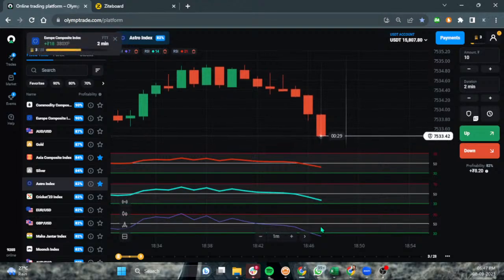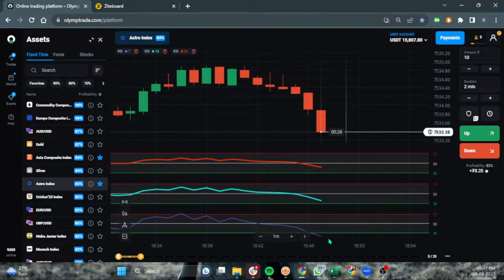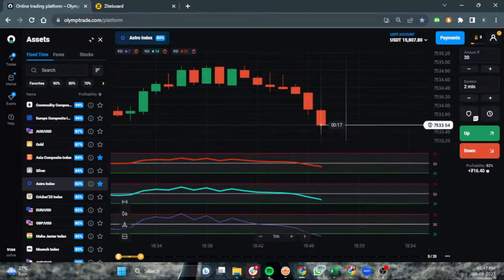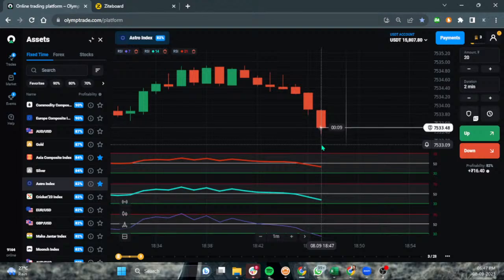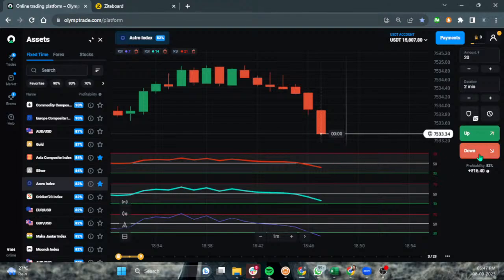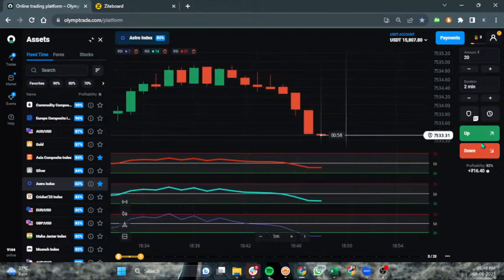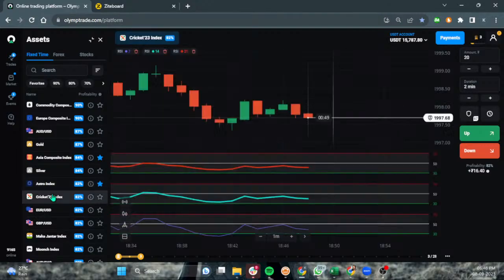Right now, the crossing has happened. I can open a trade, but I'm waiting for a reversal. So it means I'm waiting for a green candle to form. When a green candle forms, I will definitely open a trade on Astro Index as well. But let's see. I think maybe the next candle we can open a trade, but let's see. We have to show some patience before we start taking a trade, and I think we can take a trade now. Let's see how this one goes.